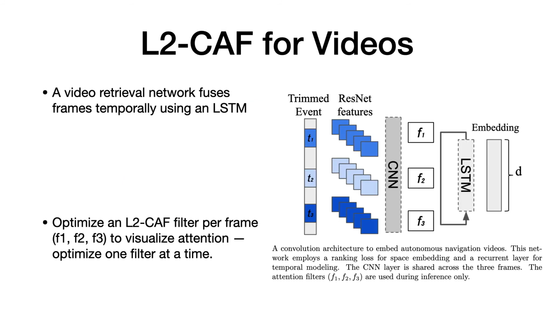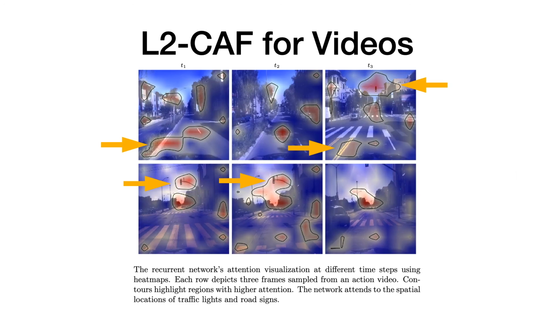Now, we apply L2-CAF on a generic network with a recurrent layer. We add multiple attention filters after the convolutional layer as shown in the figure. We add a single L2-CAF filter per frame. We activate and optimize one filter at a time while deactivating the other filters. Once a filter is optimized, we move on to the next filter and so on till we visualize attention in all frames. The Honda driving dataset has no ground truth or bounding box annotation. So we can only present qualitative evaluation.